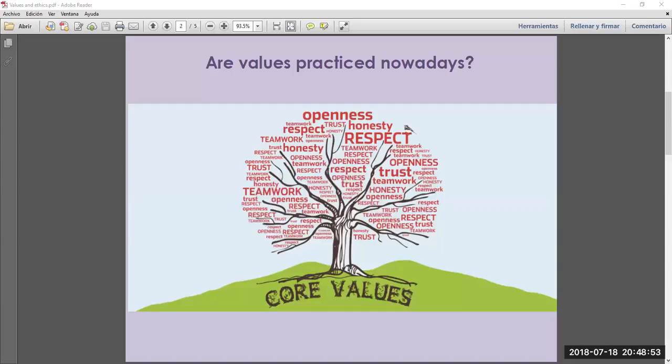Openness is a noun, teacher? Yes, that's it. We can use it like this: we need more openness to be open-minded people.